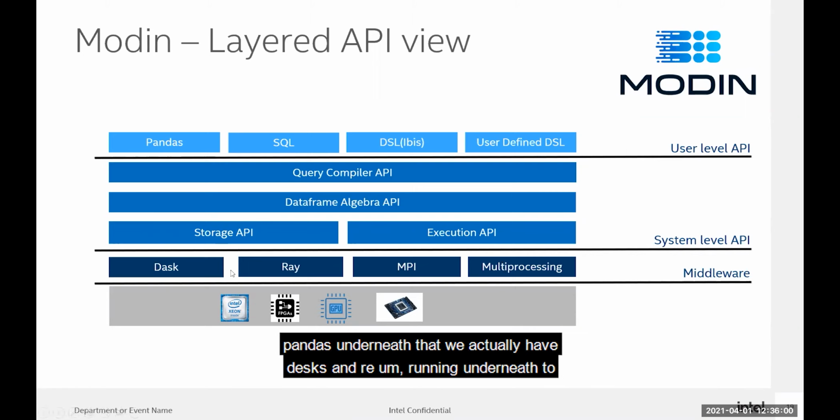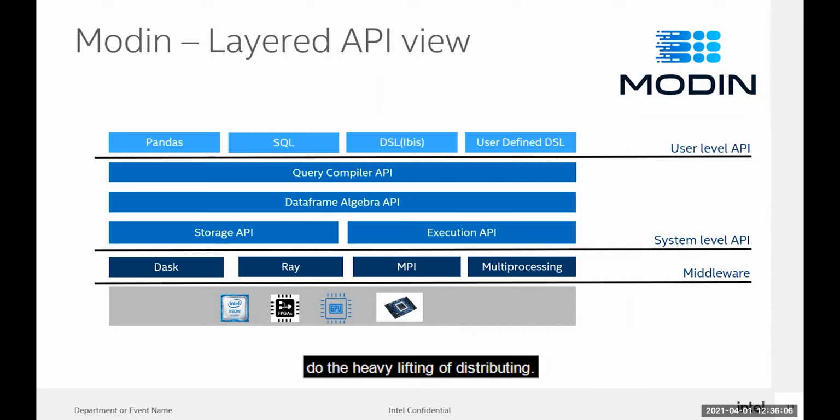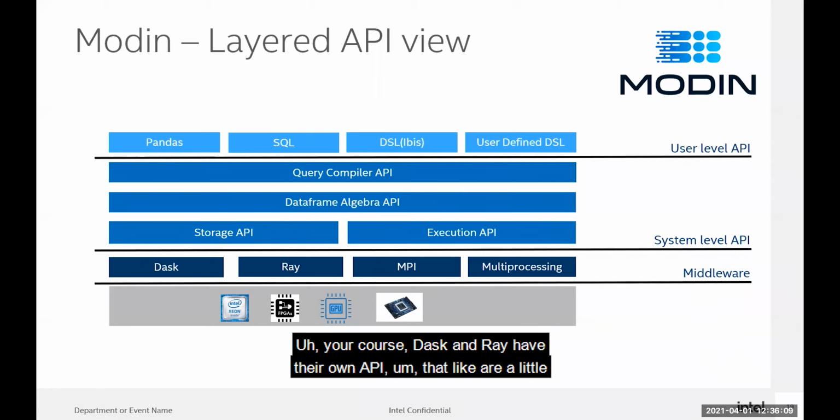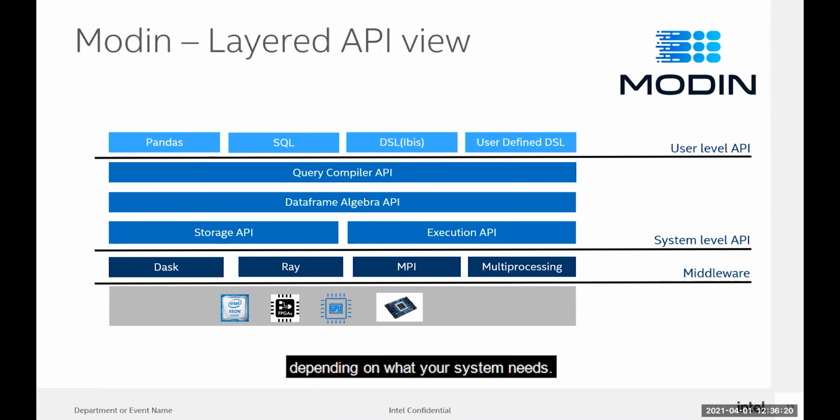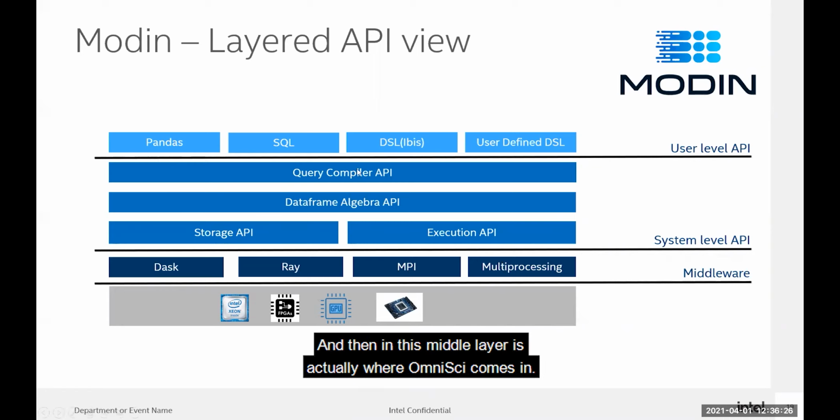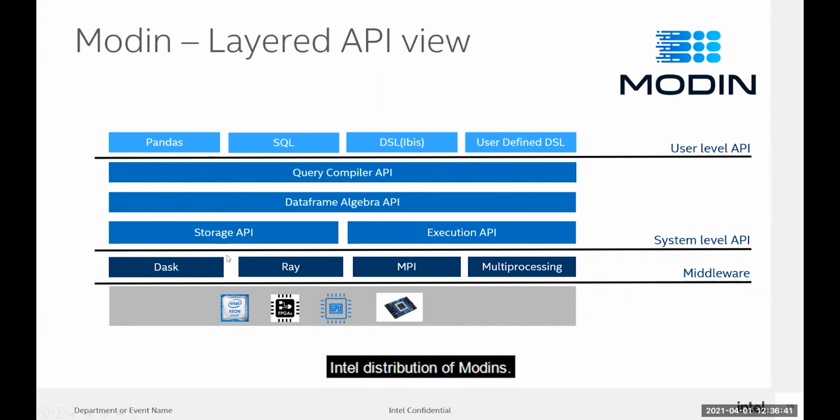Underneath that, we actually have Dask and Ray running underneath to do the heavy lifting of distributing your cores. Dask and Ray have their own APIs that are a little bit difficult to use, but this way you get to keep using your Pandas API and get that heavy lifting of distribution from Dask and Ray underneath, depending on what your system needs. If your system needs Dask, you use Dask. If your system needs Ray, you could use Ray. And then in this middle layer is actually where OmniSci comes in. So OmniSci comes in the backend processing, as well as the query compiler, in terms of what we've done to enhance it in the AI kit version of Modin, which is also known as Intel distribution of Modin.